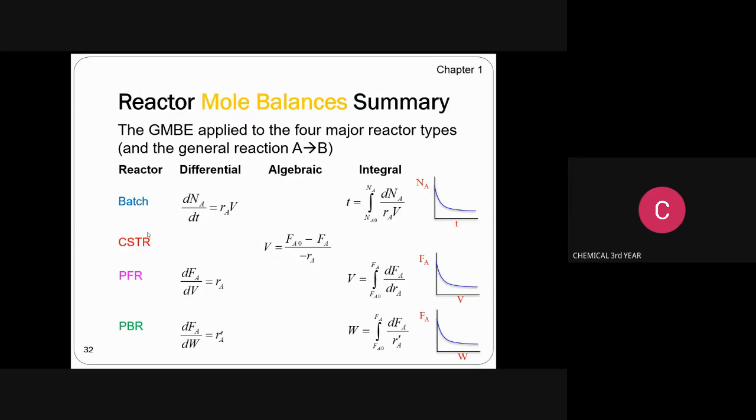Reactor mole balance summary. The general mole balance is applied to the major reactors. The general reaction considered is A gives B, as in the batch reactor, CSTR, PFR and packed bed reactor. For the batch reactor, differential: dNA divided by dt equals rA V. For the CSTR there is no differential equation, only algebraic equations: V equals FA0 minus FA divided by minus rA.